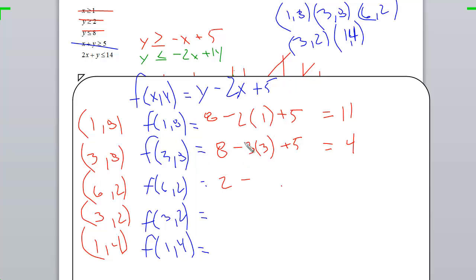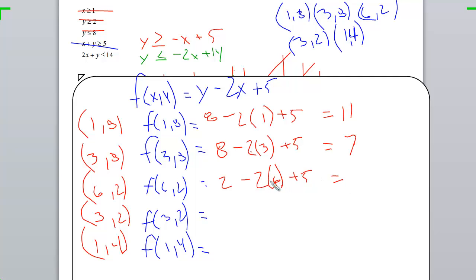whoops, I'm starting to confuse myself here. Let's go back up here. This should have been a 2 from the formula. And then sub in the 3 from here. I'm not sure where I got the 3 from. 2 times 3 is 6. 8 minus 6 is 2. Plus 5 is 7. And plug in the y, minus 2 times the x, plus 5.